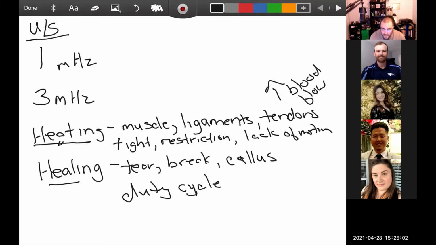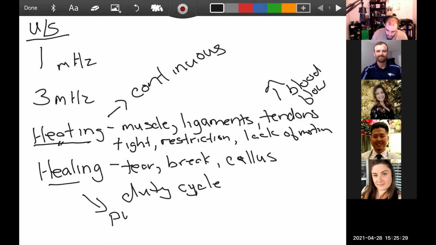So think about it this way. If I put a hot pack on a patient, take it off, put it on, take it off, put it on, take it off, is it going to heat up the tissue? No. That's the idea of pulsed. That's why I'm going through this, because I'm hoping this will help you guys. So heating is continuous. Healing is pulsed.